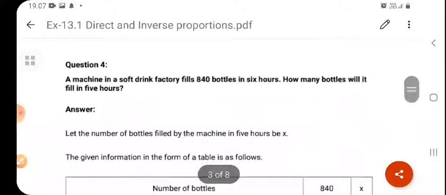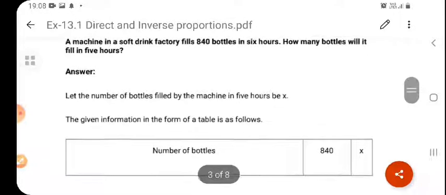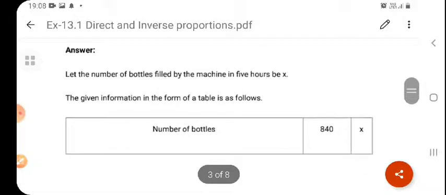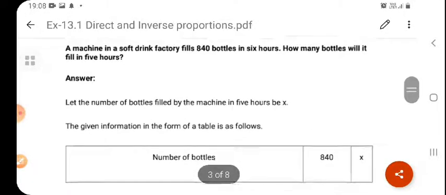A machine in a soft drink factory fills 840 bottles in 6 hours. How many bottles will it fill in 5 hours? So here we'll assume the number of bottles filled by the machine in 5 hours to be x. Here again we will make a table of the number of bottles and the time in hours. The number of bottles are 840 and x.